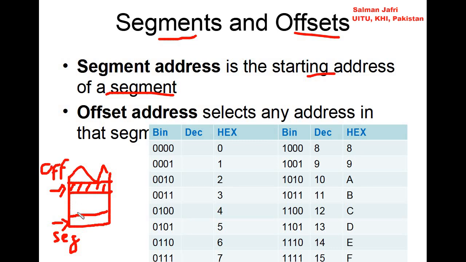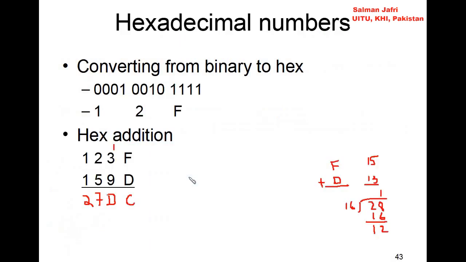And like I discussed before, if you want to find the physical address of this location, which is 20 bits, we'll take this segment address, multiply it by 10h, and then add this offset address to get the 20-bit physical address of this particular location. So the offset address selects any address in that segment. Again, this is some roundup of the hex digits that we can use in these calculations.